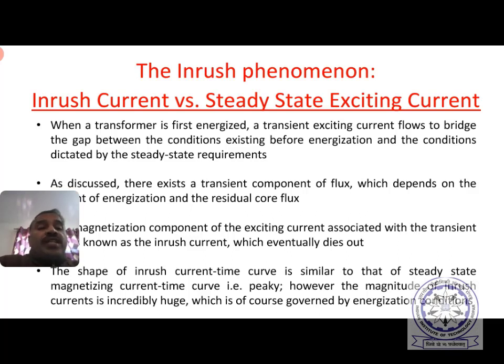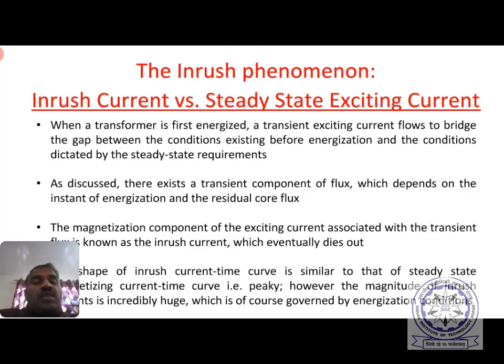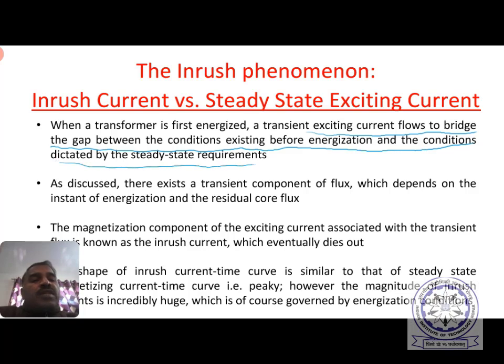But in transient conditions, whenever the transformer is switched on, there will be inrush phenomena. A huge current will flow, around 5 to 10 times the rated current itself. So that is the part of the current we will see. When a transformer is first energized, a transient exciting current flows to bridge the gap between the conditions existing before energization and the conditions dictated by the steady state requirements.